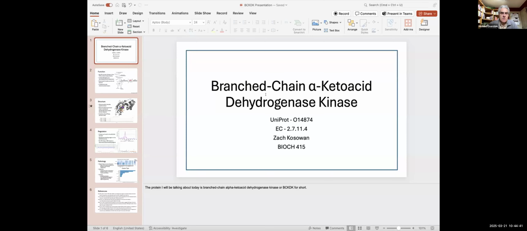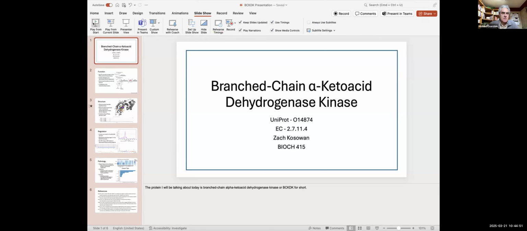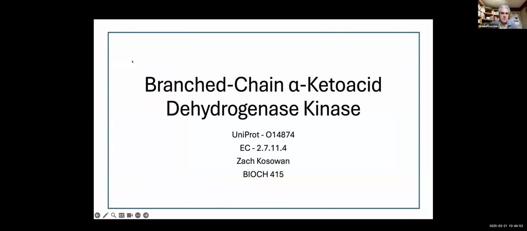Oh, great. We can see your screen and just full screen and unmute, and you're good to go. Yeah, it's under slideshow. Perfect. That looks great. Just unmute.